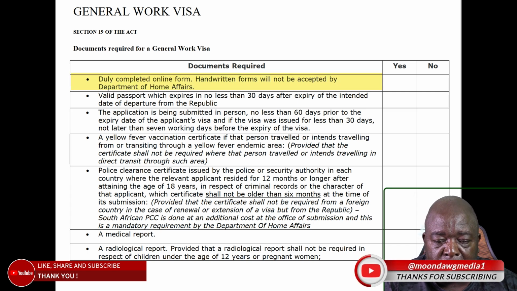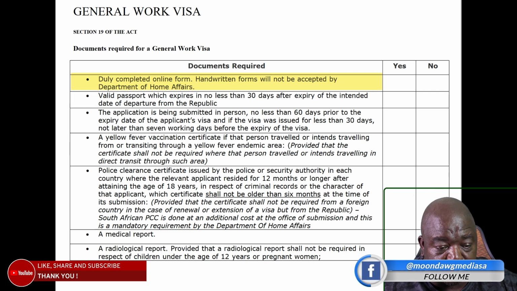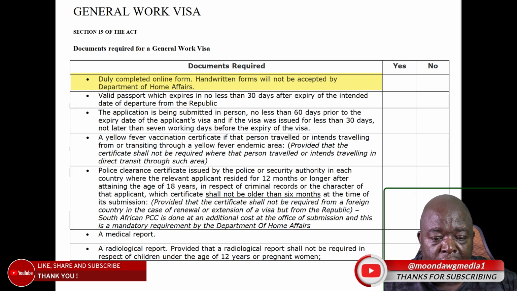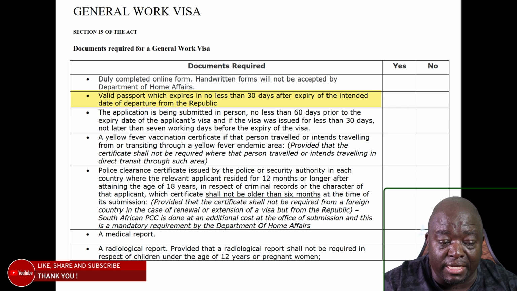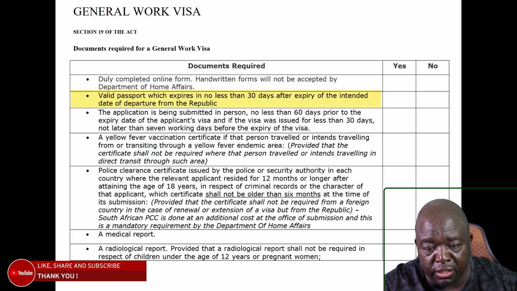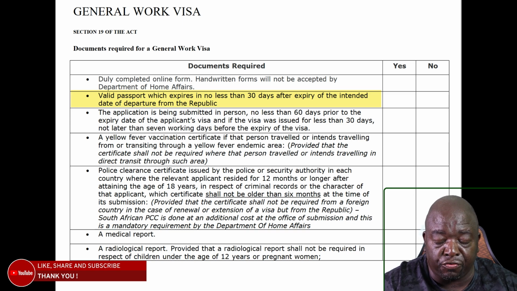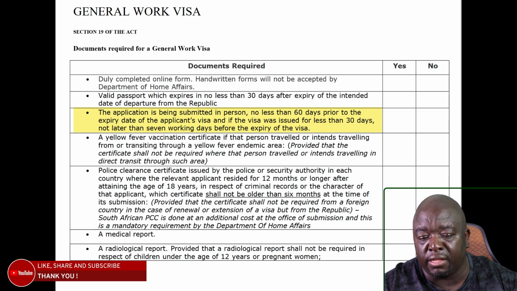You see, it's a duly completed online form. That is, you need it. There is no two ways about it. A valid passport, that is not even in question. Your passport must not have less than 30 days on it. That should be straightforward. The application is being submitted in person no less than 60 days. That is also straightforward.